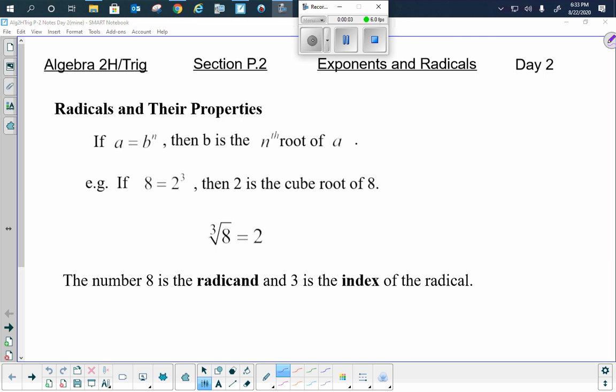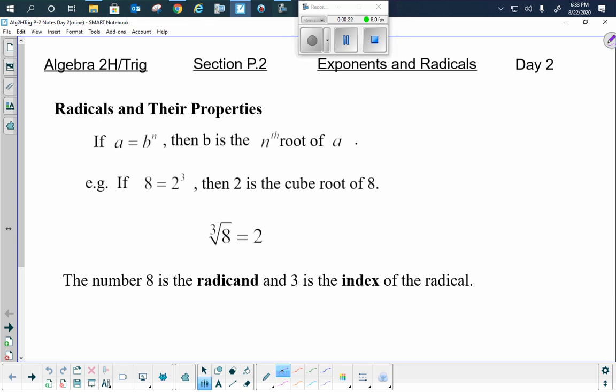Alrighty then, section P2, day 2, continued, exponents and radicals. So radicals and their properties, guys. If a equals b to the nth power, then b is the nth root of a. Just practicing with some of those words.